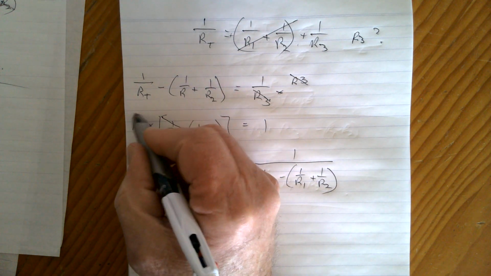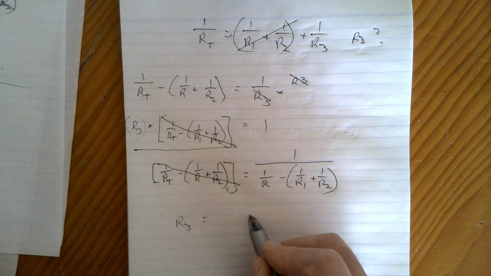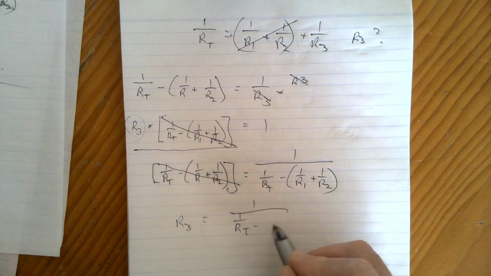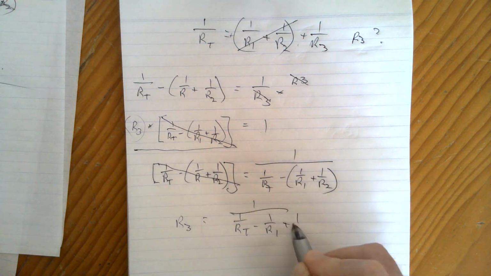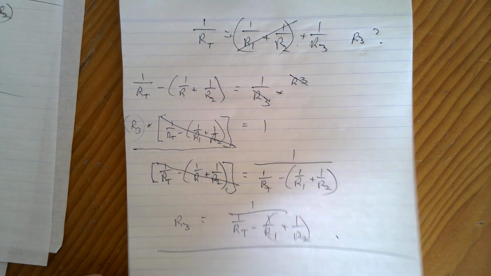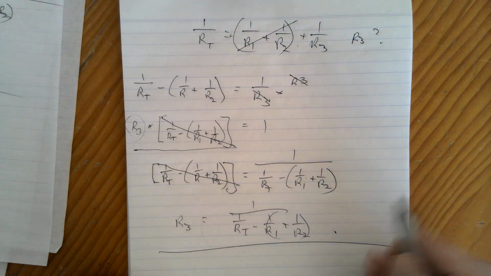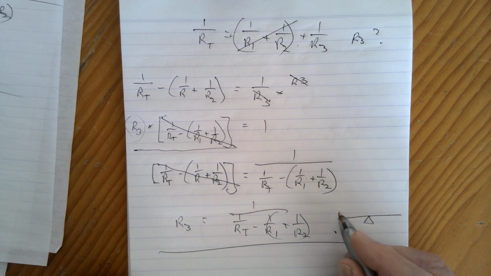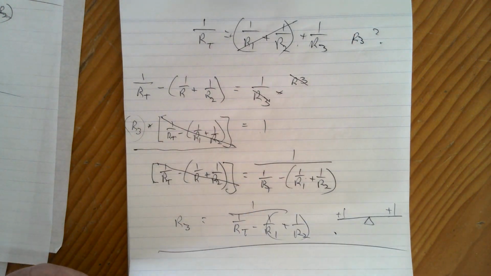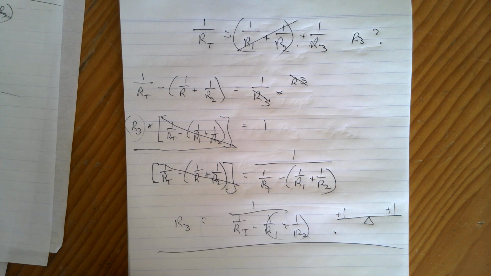So you're left with R3 up here, R3 being equal to 1 over, 1 over RT minus 1 over R1 plus 1 over R2. It gets pretty tricky when you're doing things like that, but still, whatever you've done to one side of the equation, keep it in that balance, and you won't change the effect of it. So hopefully that helps.